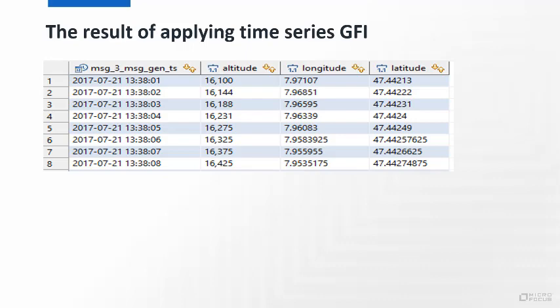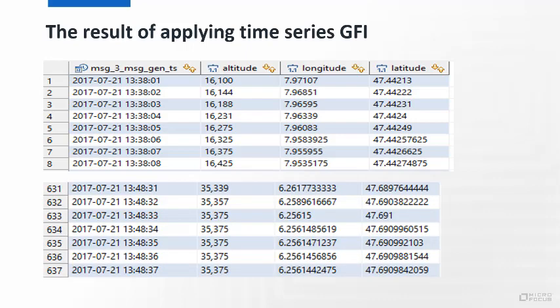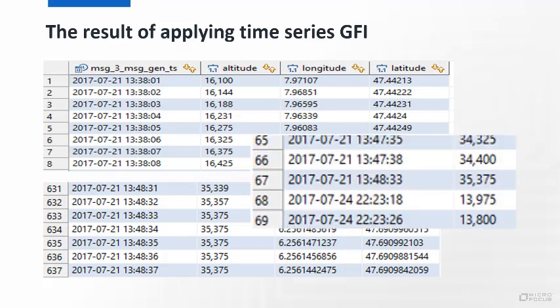However, as you may recall from the raw data seen earlier, that data had a gap between 13:48 on the 21st of July and 22:23 on the 24th of July. Unfortunately, our GFI has also filled in all the missing values between the 21st and the 24th of July. Vertica had not realized that although this is the same aircraft, it is clearly not on the same flight.